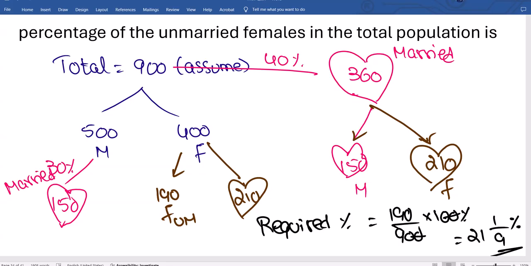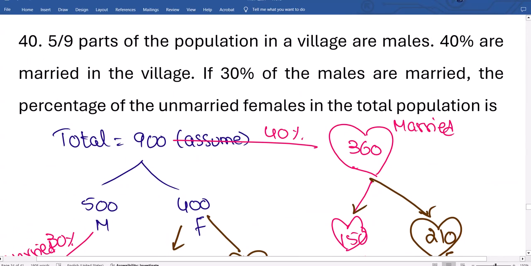I took 40% as married in the village. If I take 35% as married in the village, then the answer will change. But there is one line missing in the question. We added that, right? So let's see about this. This is the percentages concept. And in exams they give it like this, 5 by 9, and they are not mentioning the total also.